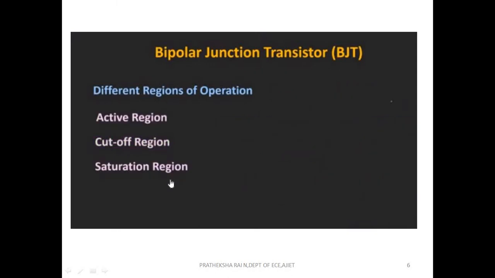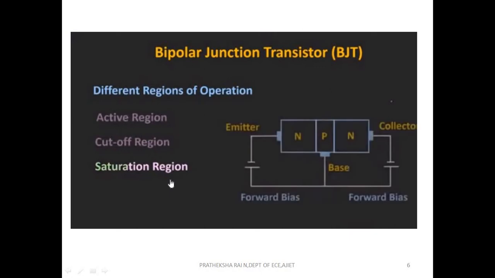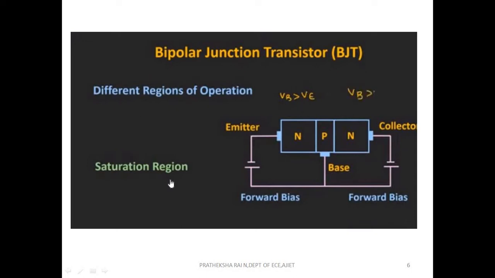Similarly, in case of the saturation region of operation, both base emitter and the base collector junction of the BJT are forward biased. That means in this region of operation, the base voltage VB is greater than emitter voltage and at the same time this base voltage is also greater than collector voltage. So these are the three regions of operation in case of the BJT.